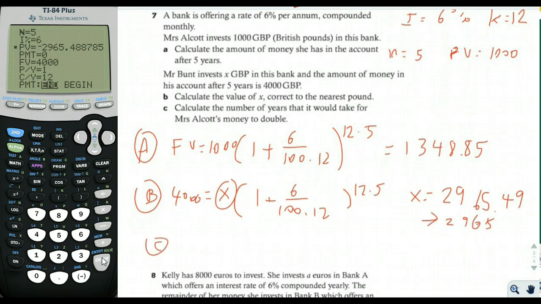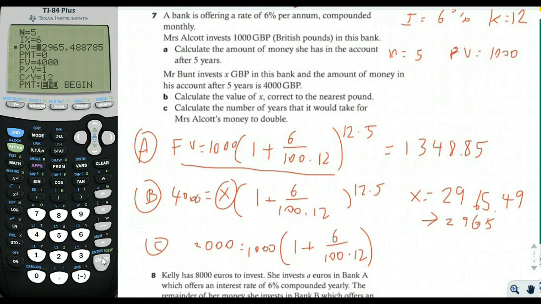Calculate the number of years it would take for Mrs. Alcott's money to double. So in this case, we're going back to the original problem. So instead of a future value of 1,348, now we have a future value of 2,000. Right? So we start out with 1,000. How long does it take to get to double, which is 2,000?